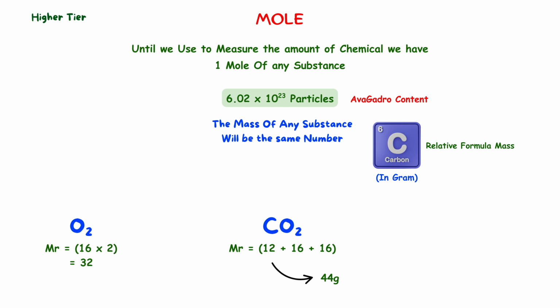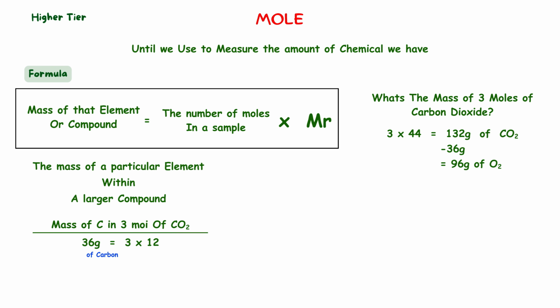Thanks to this useful principle, we can use a formula to work out the number of moles in a given sample. The formula tells us that the number of moles is equal to the mass of the substance divided by its relative formula mass, usually denoted by the letters Mr.